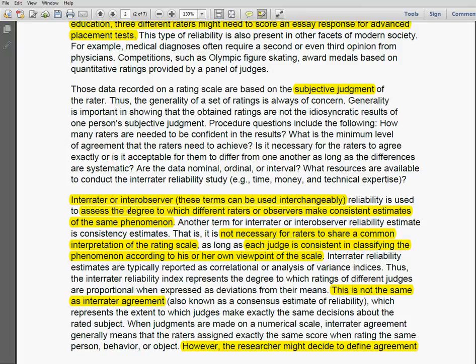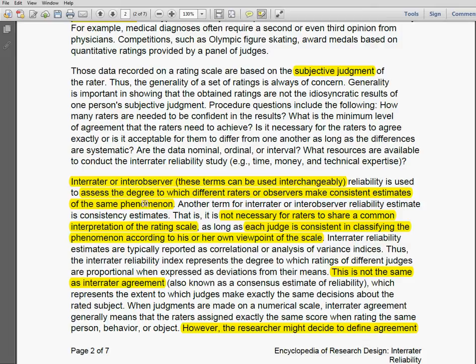She also defines or uses the term inter-rater and inter-observer interchangeably, and also explains that they're assessing the degree to which different raters or observers make consistent estimates on the same phenomenon. It's important to point out that just because a rater rates something with a 1, and another rater rates it with a 2, if they're both consistent in their ratings throughout all of the different AP tests that they give, then you still have consistency, even though you don't have necessarily what's called agreement.